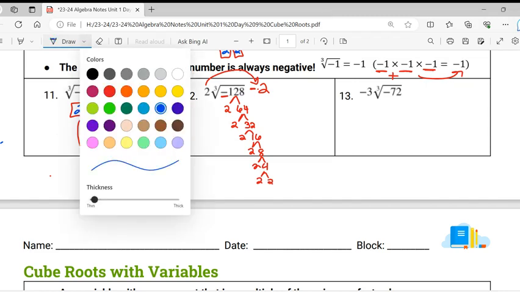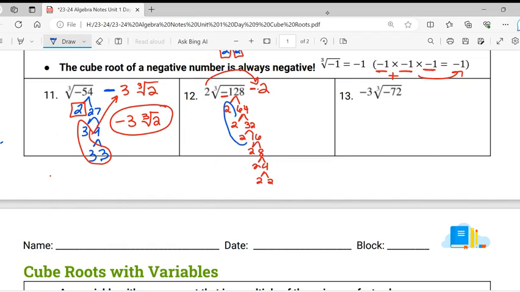Looking for those cubes, looking for 3 of a kind. We have 3 of a kind there, and we have 3 of a kind here, and a single 2 that's going to stay in the radical. So this group of triplets is going to be represented outside the radical. This group of triplets also outside the radical, and that single 2 will stay in the radical. As we multiply, -2 times 2 times 2 is -8 cube root of 2.